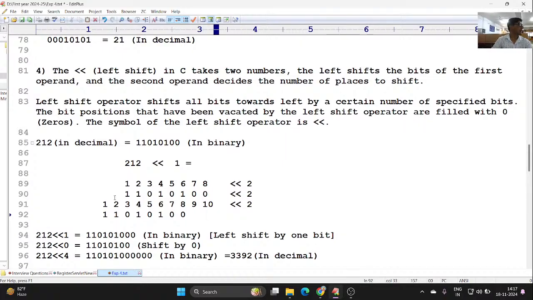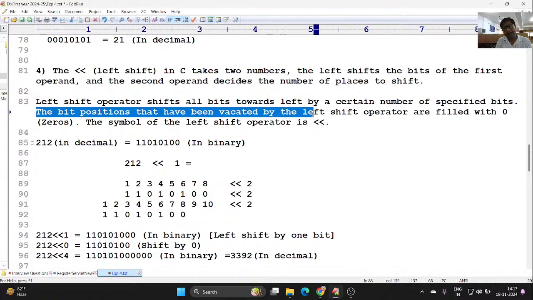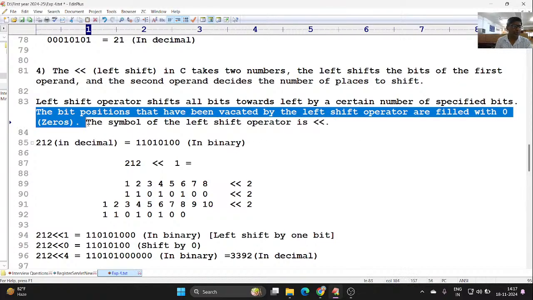filled with what? Can you give me the answer? These empty two fields, the shifted locations, shifted bits will be filled with the, please give me the answer. Zero. Good, very good. These empty locations will be filled with the zero. Look at here, I only told you, the bit positions that have been vacated by the left shift operator are filled with the zeros, right? Okay, already I have made this statement.